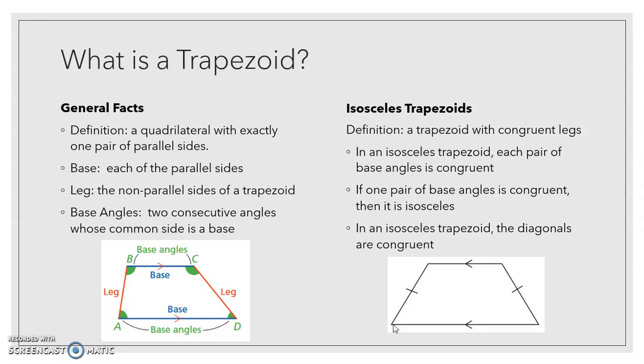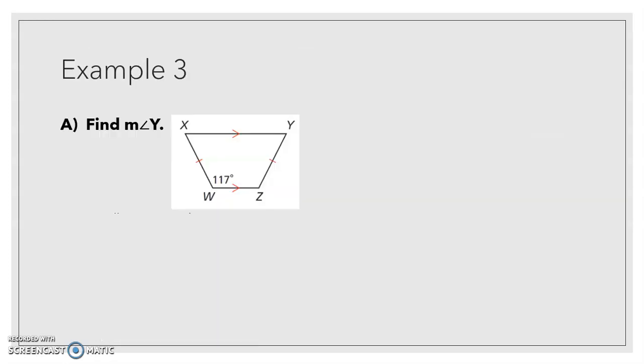So let's take a look at an example question. Okay, so here's example 3. In part A of example 3, they want you to use the given trapezoid, which is right here, to find the measurement of angle Y, which is this angle right here. So take a look at the properties we have for our trapezoids and see if you can figure it out. Pause this video and then come back to see my answer.